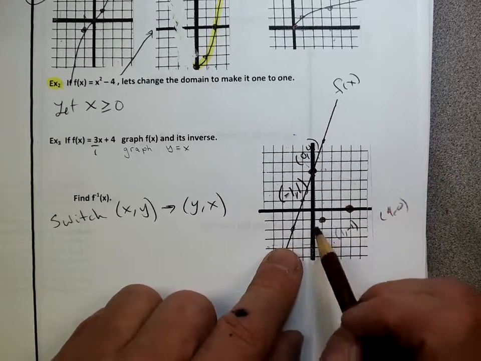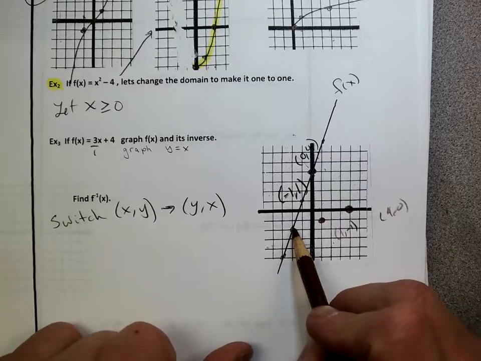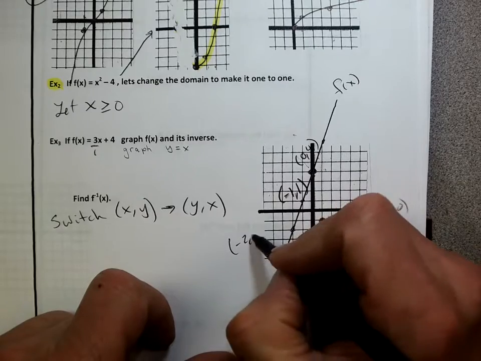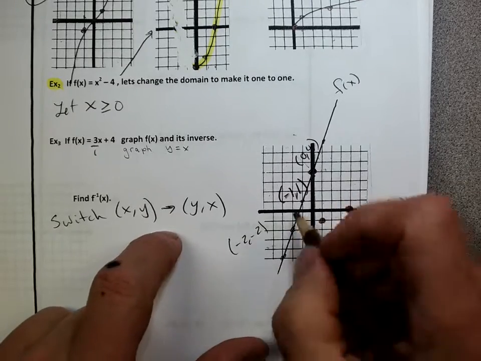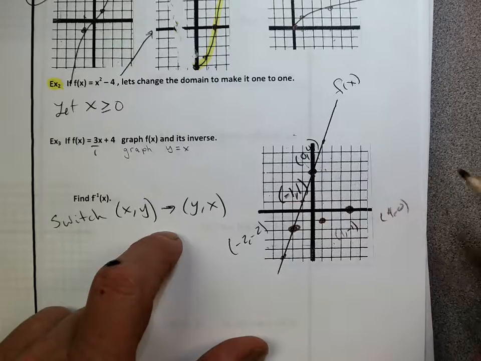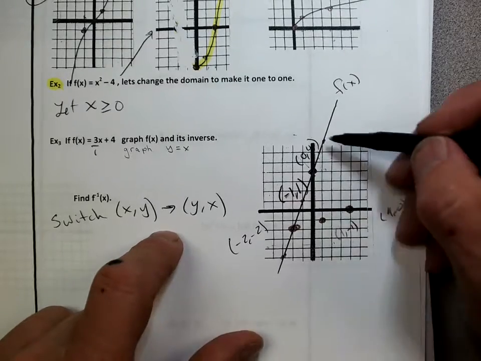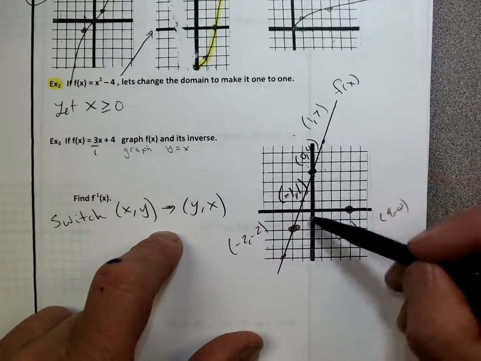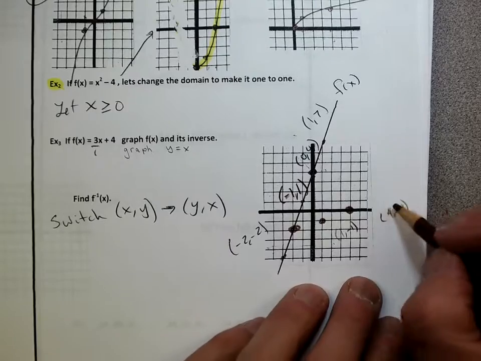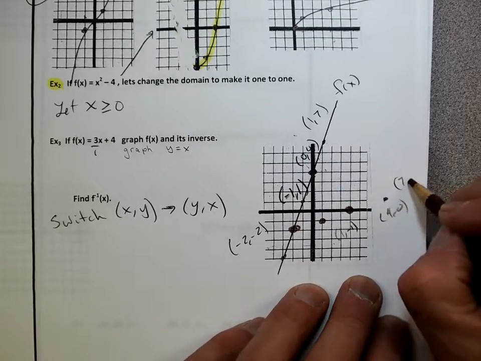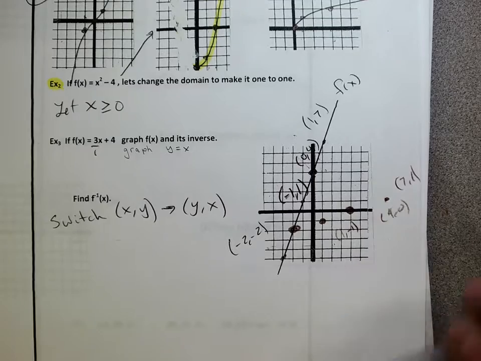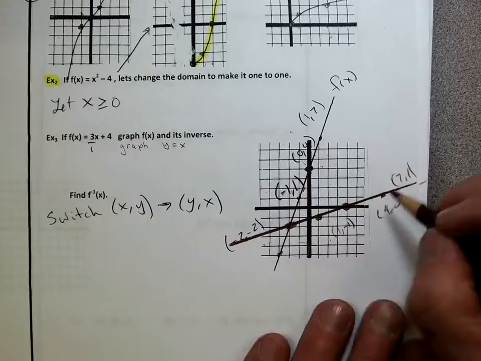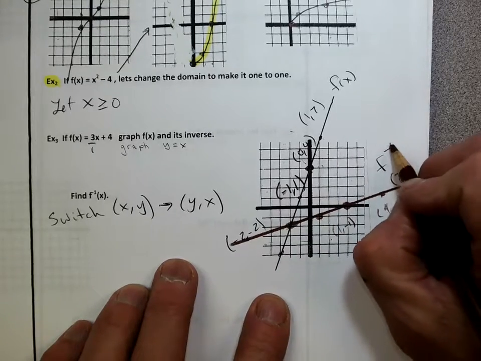Okay. This point right here is at (-2, -2), but that's pretty easy. If I switch it, it becomes (-2, -2). You agree? So it's right on top of the line, right? Okay, this point up here is at (1, 7). Switched, (7, 1) is right about there. So now I'm going to go ahead and draw in my inverse. Okay, there's my inverse. That's my f inverse of x.